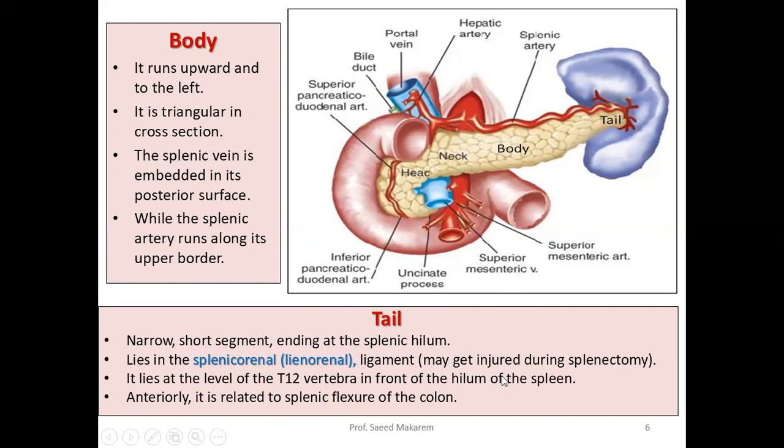And this is very important clinically, as I said. The tail may get injured during splenectomy, especially if there is any abdominal injury and severe bleeding, usually by rupture of the spleen. If you want to remove the spleen at that time, you should be very careful, because the spleen is in contact with the tail by a ligament called the splenorenal ligament. So during splenectomy, that is removal of the spleen, you can cut the tail of the pancreas.